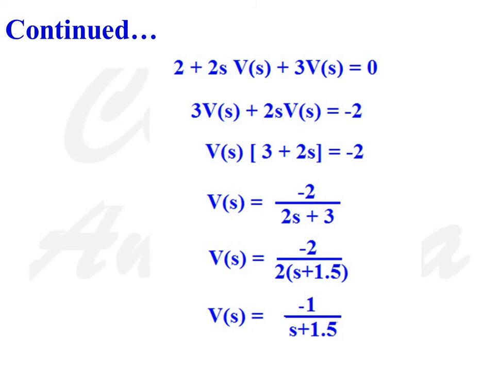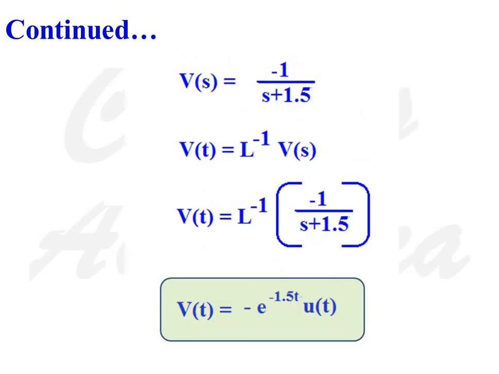So we are asked to find voltage across the resistance. If we take the inverse Laplace transform of V of S, we will get voltage across the 1 ohm resistance V of t. So V of t is equal to Laplace inverse of minus 1 divided by (S plus 1.5). So V of t is equal to minus e raised to minus 1.5 t u of t.